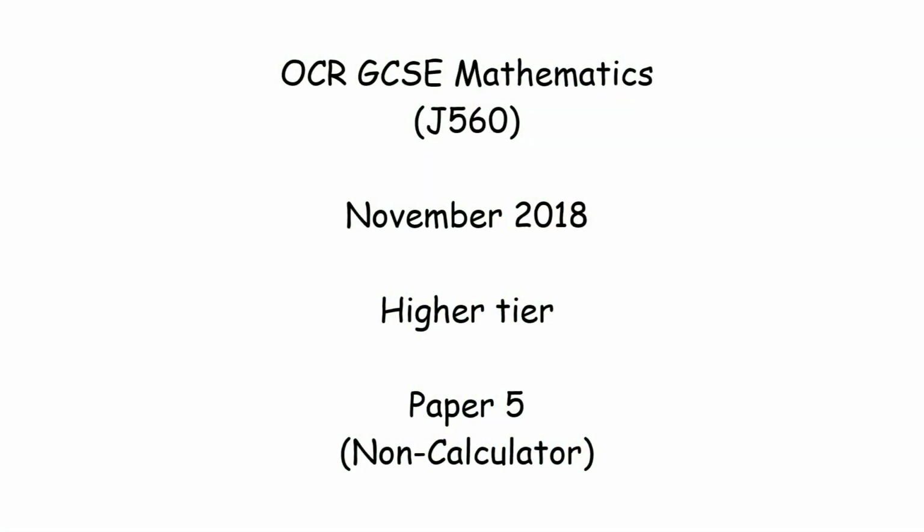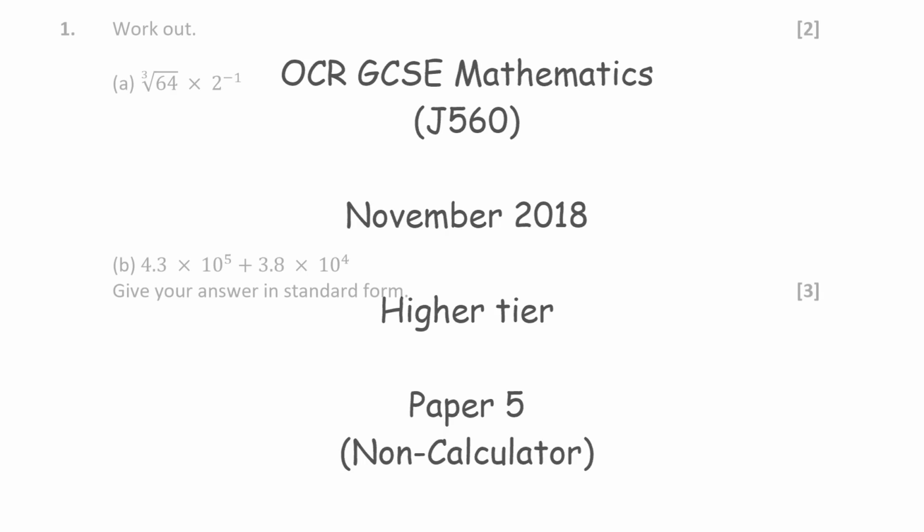Welcome along to another OCR GCSE Mathematics past paper walkthrough. Today we're going to be looking at November 2018, paper 5, which is the second higher tier paper, and it's non-calculator. Right, so let's get cracking.